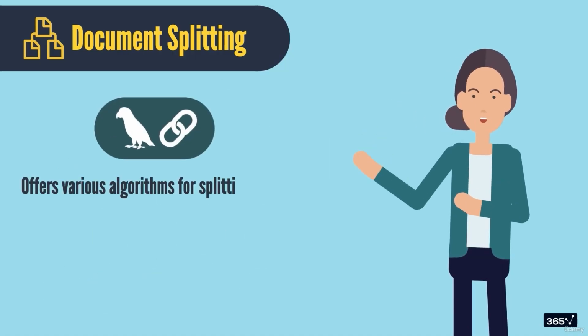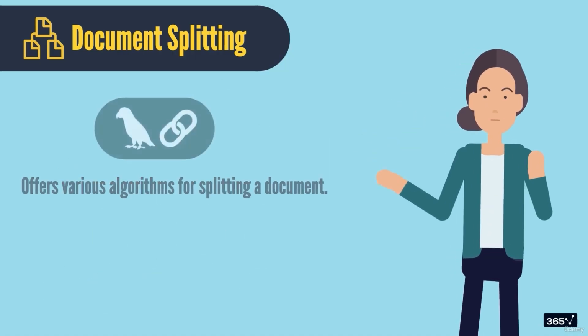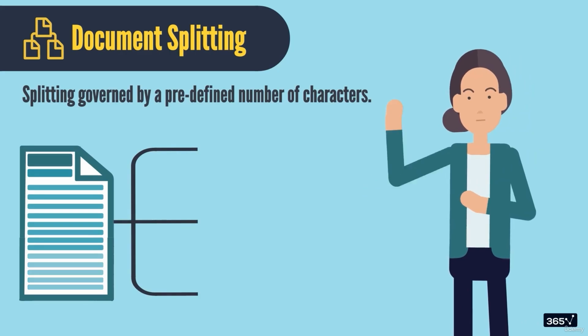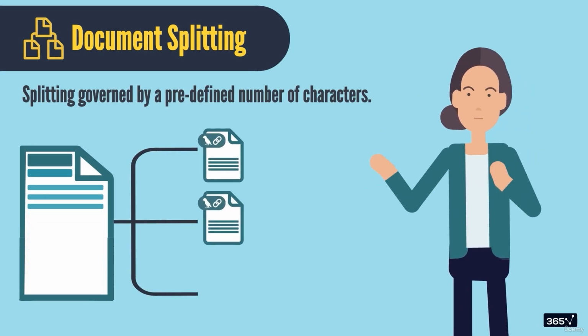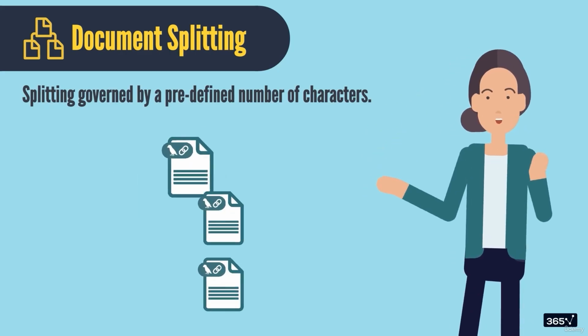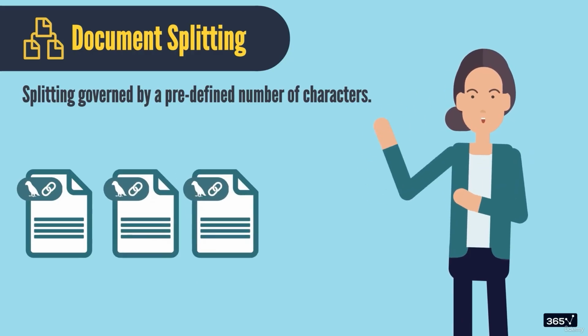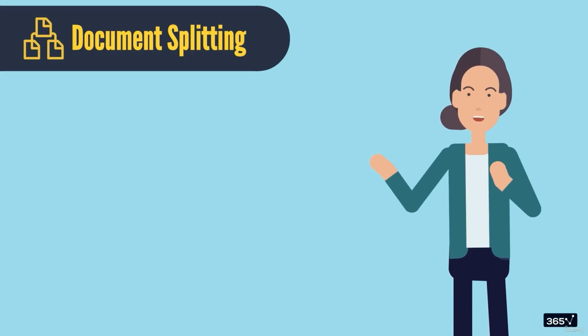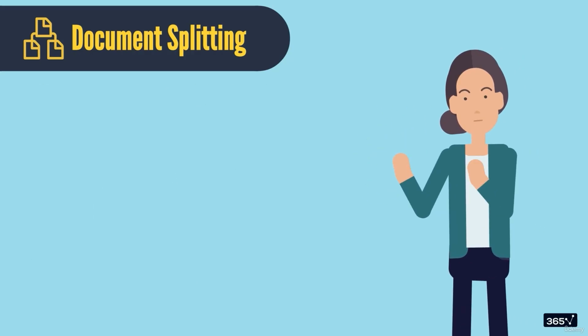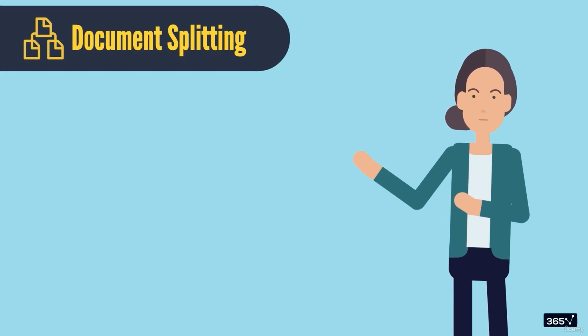LangChain offers various algorithms for splitting a document. Let's begin with a splitting governed by a predefined number of characters, which means we obtain chunks of roughly equal sizes. Before jumping to coding, however, I think we should discuss this idea conceptually through a simple example.